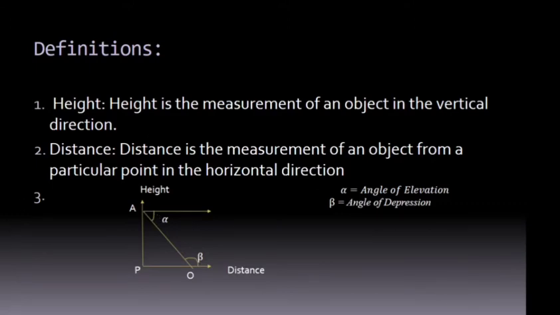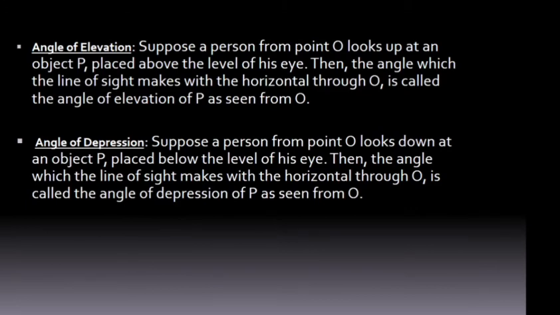Similarly, suppose the observer is looking down at the object, that is the bottom part of the object, then my line of sight will be like this. Okay, so in that particular case, the angle which the line of sight makes with the perpendicular or the horizontal through P is called the angle of depression. Okay, so here are the standard definitions. So you can just go through these definitions. So whatever I have explained is written over here.